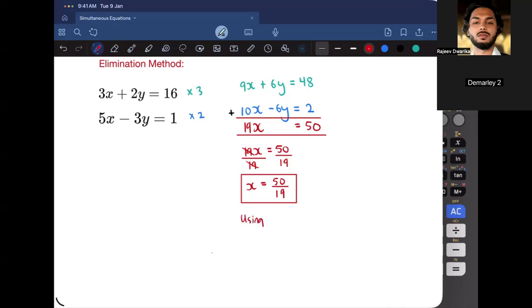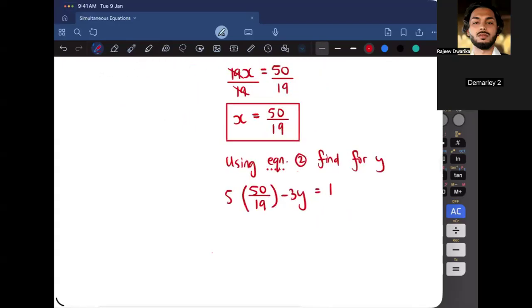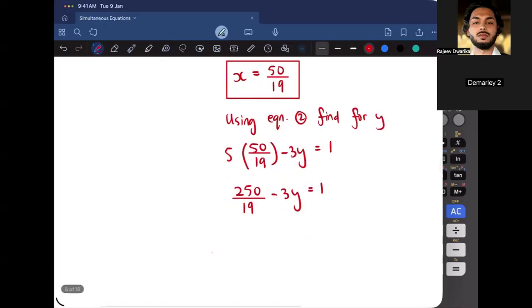That's 2.6, by the way, but we're going to leave it as a fraction. Using equation 2, find for y. So that's going to be 5 by 50 all over 19 minus 3y is equal to 1. I could expand this out, and 5 by 50 would be 250, so this is the same thing as 250 over 19. Yes or no? Yes.